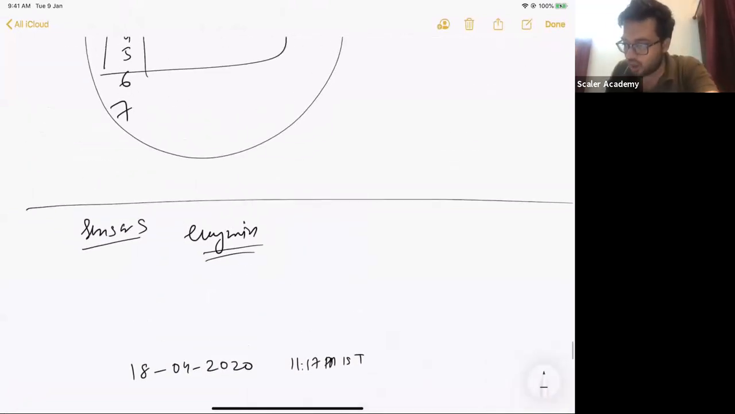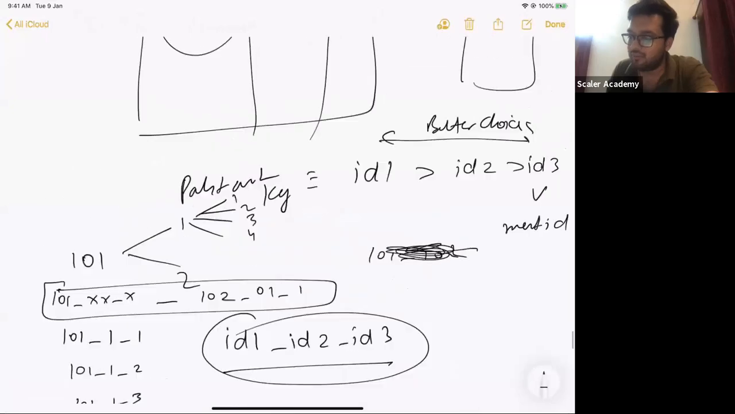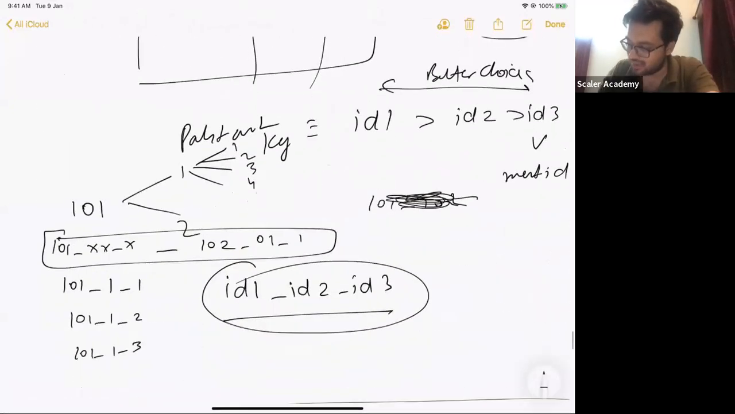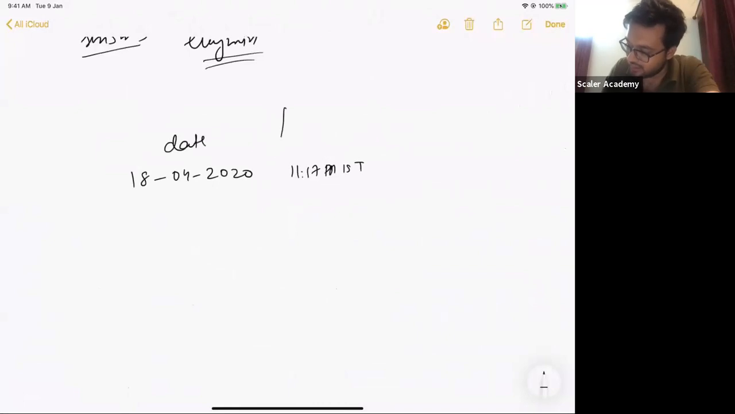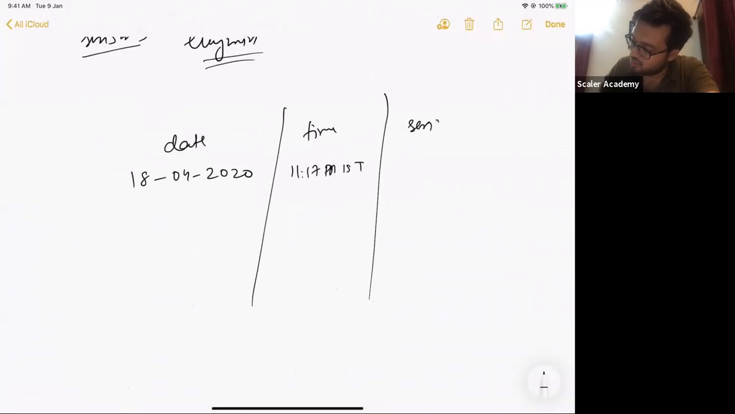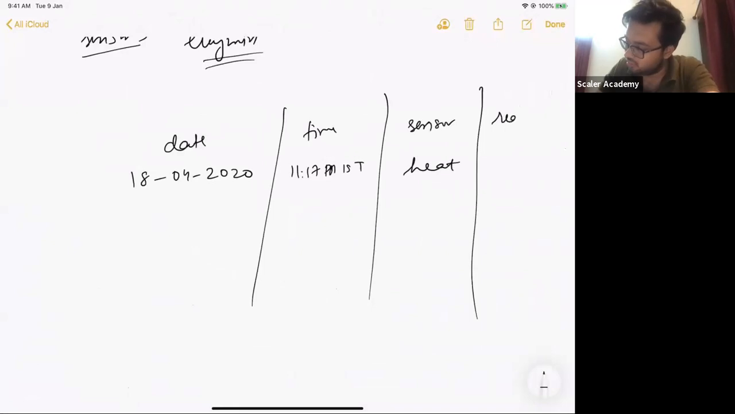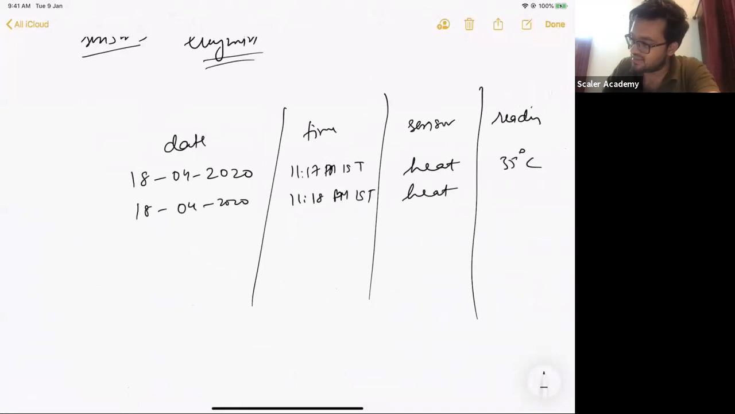Then let's say they also talk about, there is one row which talks about what kind of an entry sensor this is. So let's say this is the column for date. Let's say this is the column for time. Let's say this is the column for sensor, let's say the heat sensor, and let's say the reading, and the reading was 35 degrees Celsius. Okay, cool. And let's say you have another entry at 11:18, so you have 18/04/2020, 11:18 p.m. IST. Again a heat sensor. You have 36 degrees, and so on and so forth.